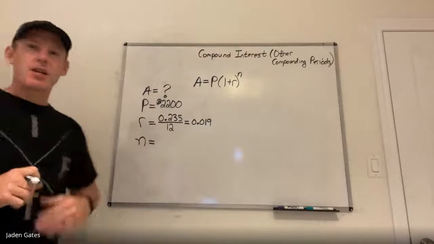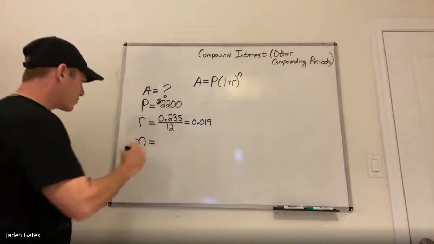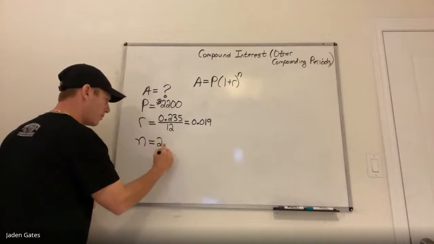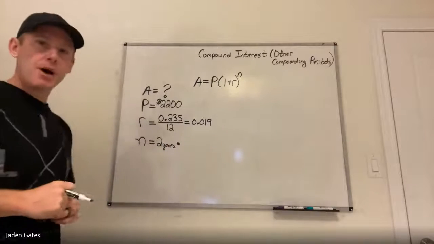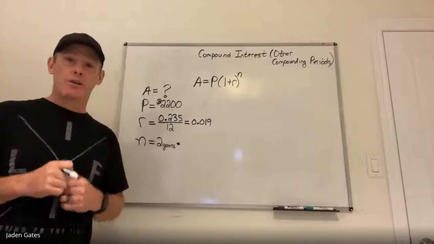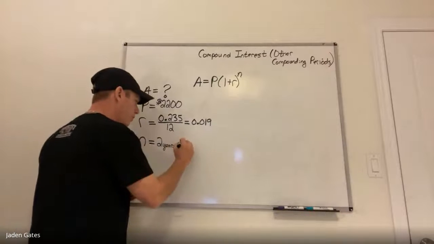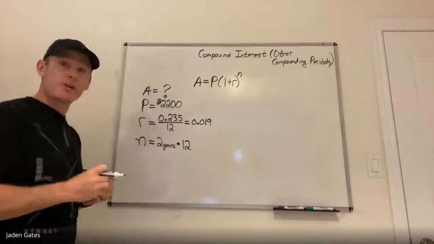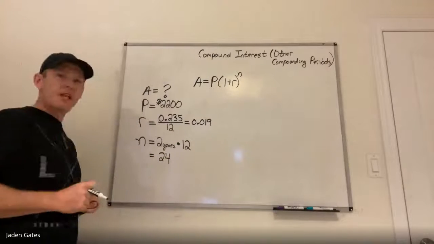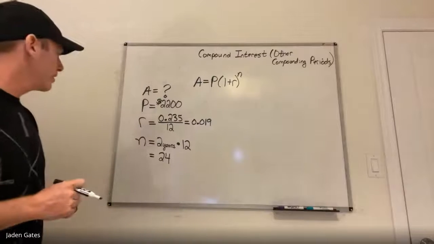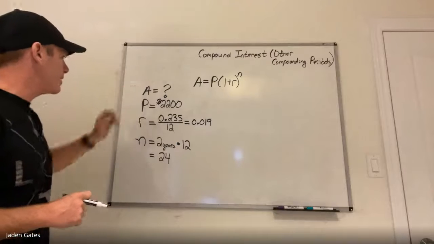N is the number of times the interest is being added. Well, in this case, this is going on for 2 years. But because I'm compounding monthly, each year the interest is being added 12 times, once a month. And so for 2 years, I multiply by 12 because there are 12 months in a year. And so, in fact, the interest is going to be added 24 times, unfortunately. All right, so that's what changes here. The R and the N change. The A and the P stay the same.